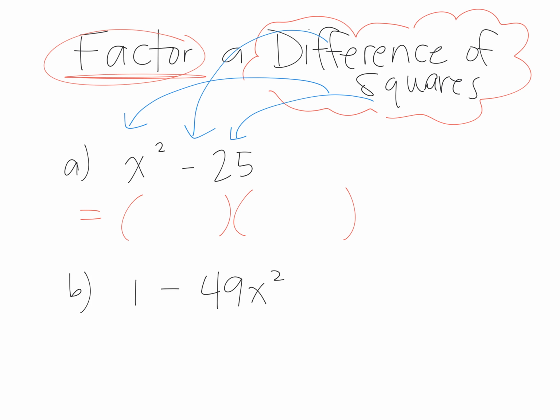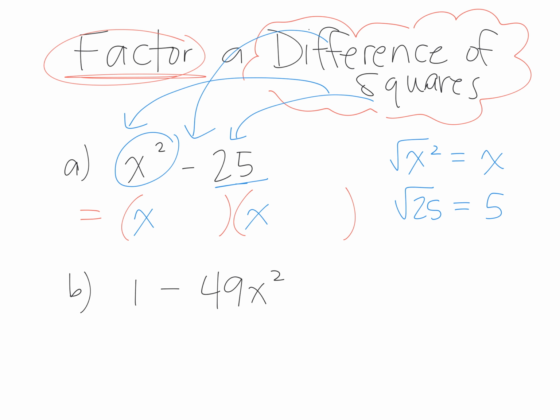We're looking for two things that multiply together to give us x squared. So what's the square root of x squared? What times what gives us x squared? And the second term, what's the square root of 25? I know that x times x will give me back x squared, and 5 times 5 gives me 25, right? We're looking for two things that multiply together to give us the answer.